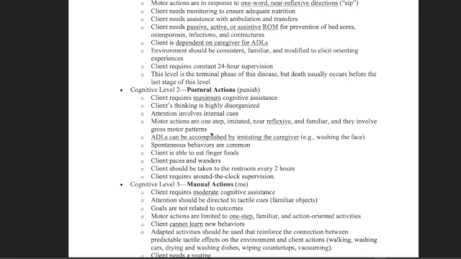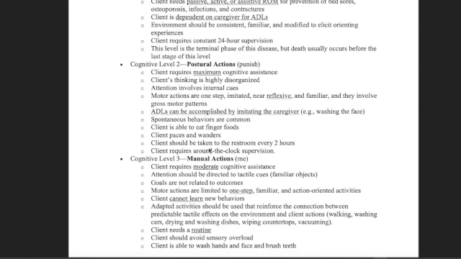Their motor actions are still one step. They do a lot of imitative behaviors, especially when it comes to like ADLs. So they can imitate their caregiver doing an ADL. So for instance, if you take out a rag and wash your face, they might imitate the steps to wash their face. Their actions are very reflexive. They do familiar things, and it's going to be a lot of just gross motor patterning. Spontaneous behaviors are common at this stage in level 2.